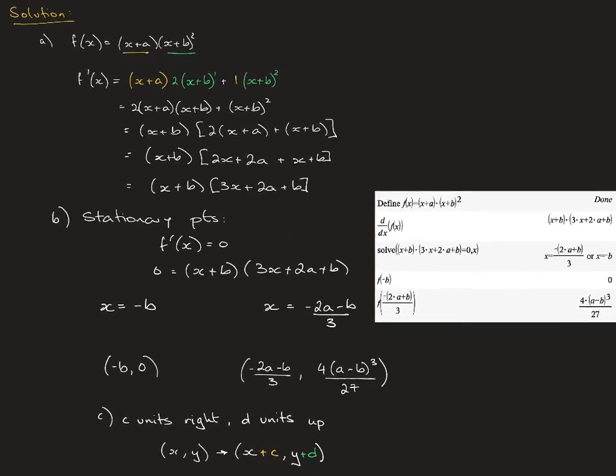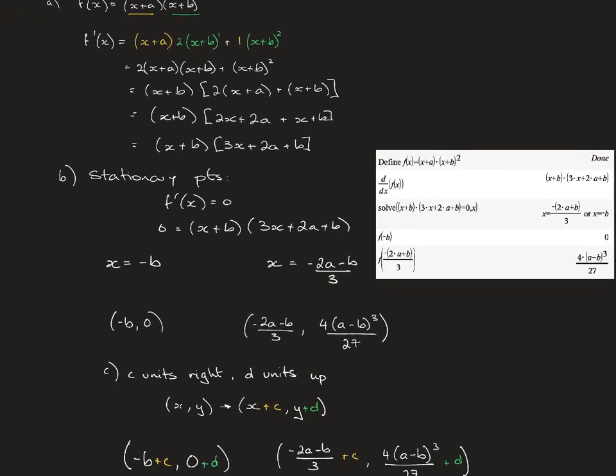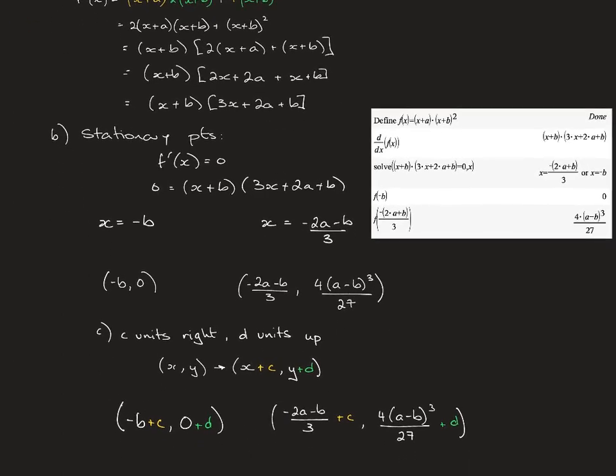And then finally, we need to move the stationary points c units to the right. So that's going to change our x values from x to x plus c. And d units up, so it's going to change our y value to y plus d. When I do that with the 2 points, this is what I get. Minus b plus c, 0 plus d. You can tidy this up if you like. And unless I was asked for a specific format, I would just leave them as they are.